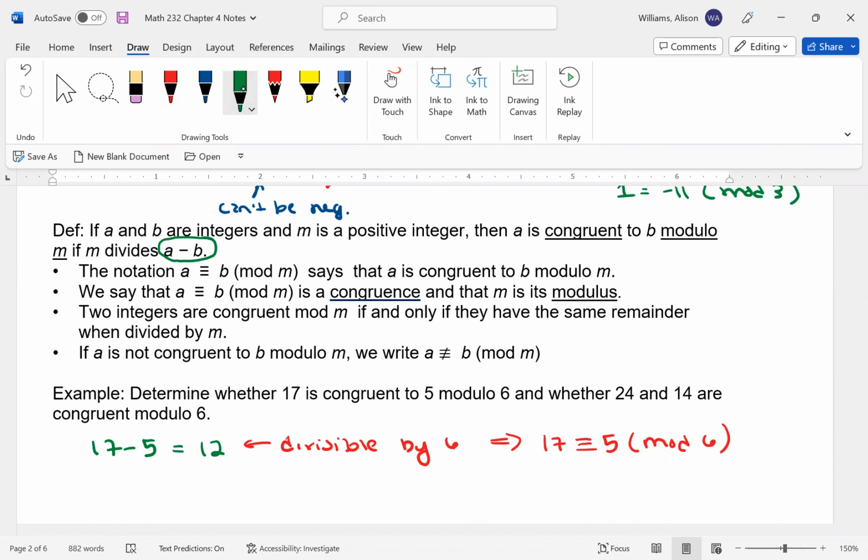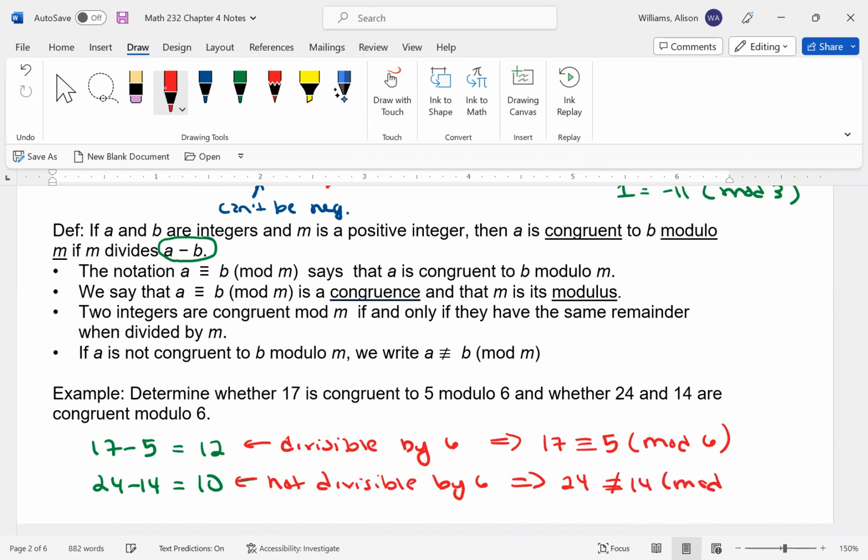So let's do 24 minus 14. That's 10. We're also checking for modulo 6. So this is not divisible by 6. So let's use the not notation. That means that 24 is not congruent to 14 mod 6. And there you go. So it's an easy way of checking whether two things are congruent.